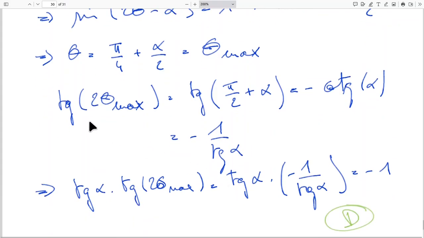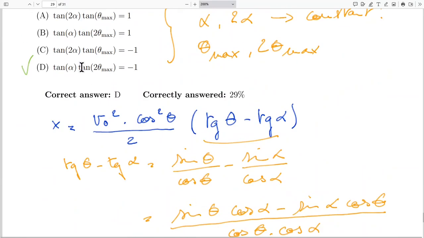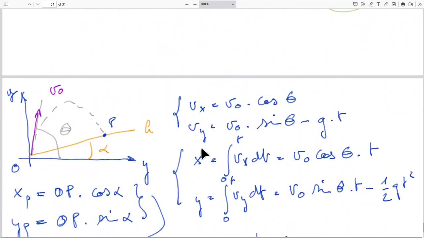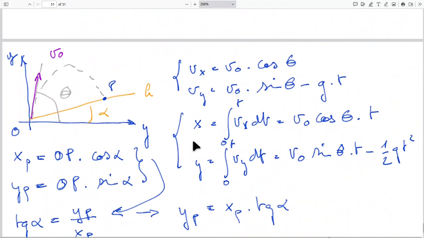So if we do tangent alpha times tangent of 2 theta max, that's the same as tangent alpha times minus 1 over tangent alpha. You can get rid of tangent alpha and you're left with minus 1, and you can see this is solution D. Okay, there's another way to solve this.